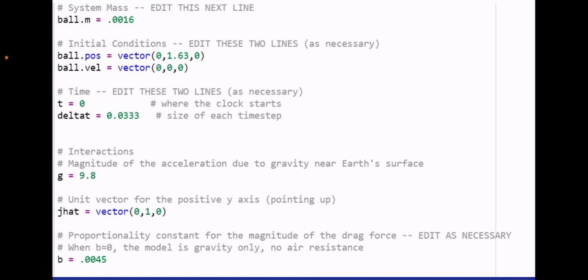Now b, we will change that from 0.0045 to 0 for the no drag model, but for the drag model, it is 0.0045, and I found that empirically by just changing around the numbers and figuring out the most accurate number for b to match up closely with my tracker model.